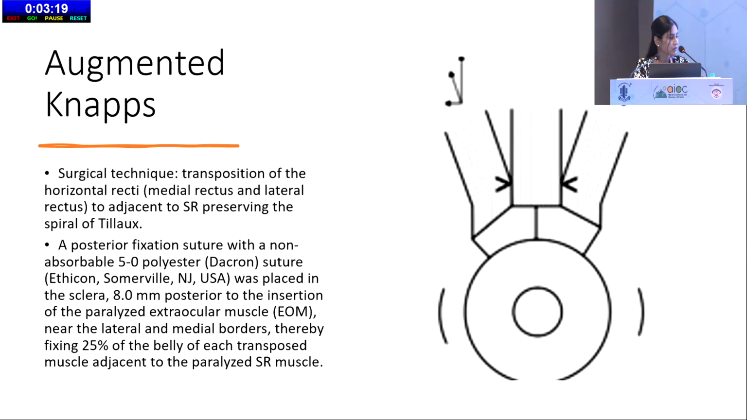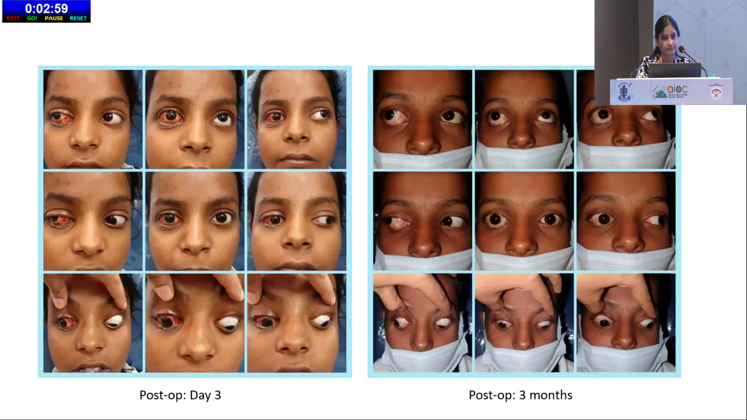Augmented NAPS means, in addition to the standard NAPS, a posterior fixation suture was placed in the sclera 8 mm posterior to the insertion of the superior rectus, and the lateral and medial borders of the superior rectus were hitched with the transposed horizontal recti muscles.